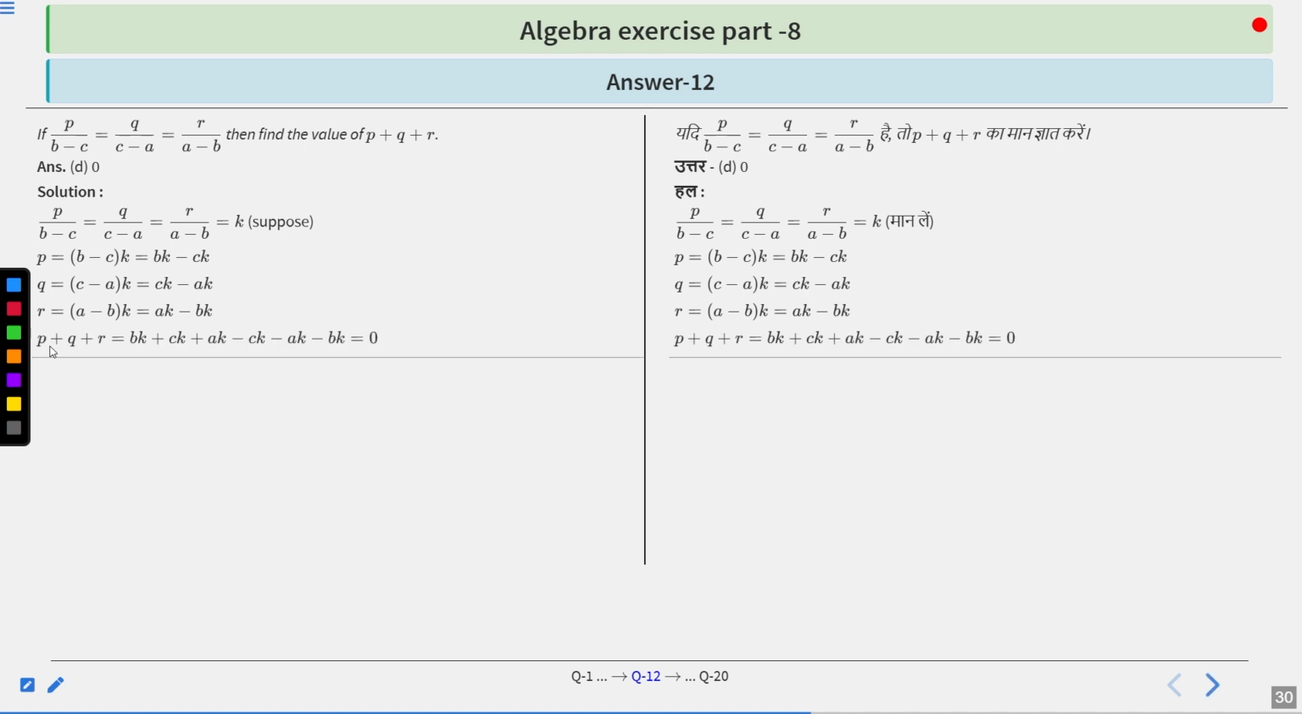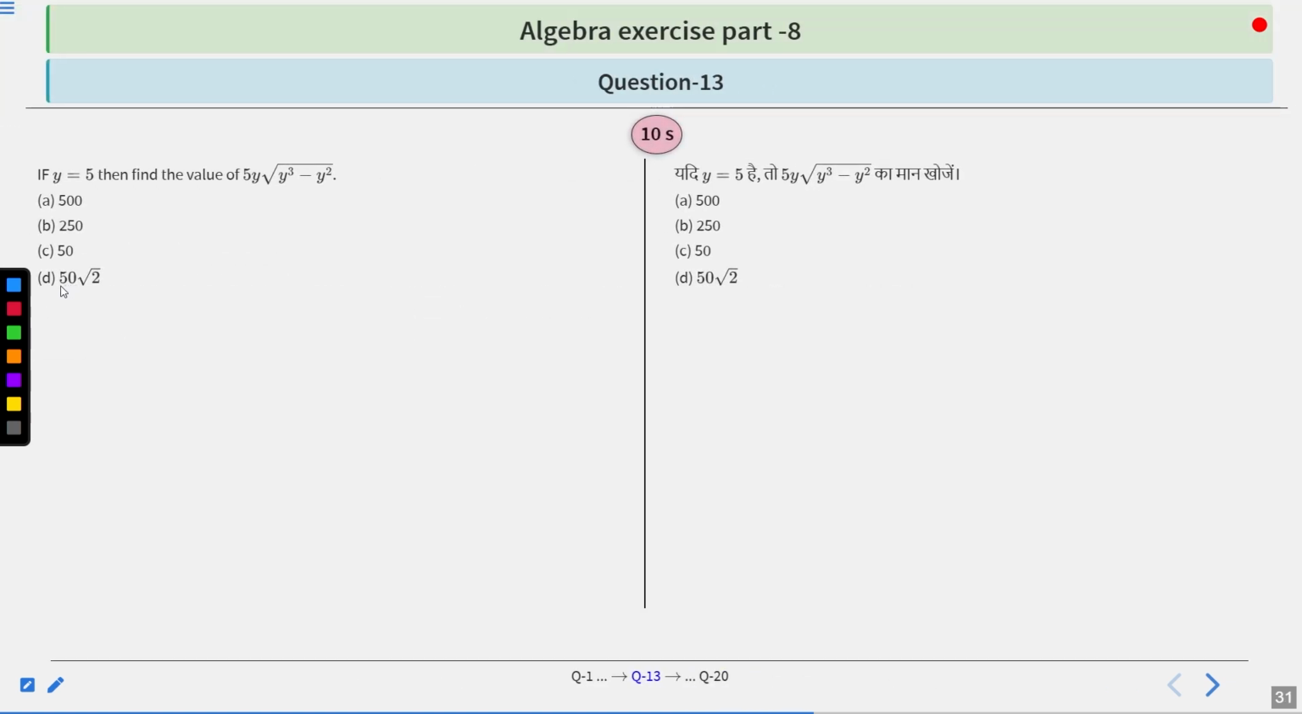So P plus Q plus R is going to be equal to BK minus CK plus CK minus AK plus AK minus BK, that is equal to 0. Thus, the value of P plus Q plus R is option number D, 0 is the correct answer.